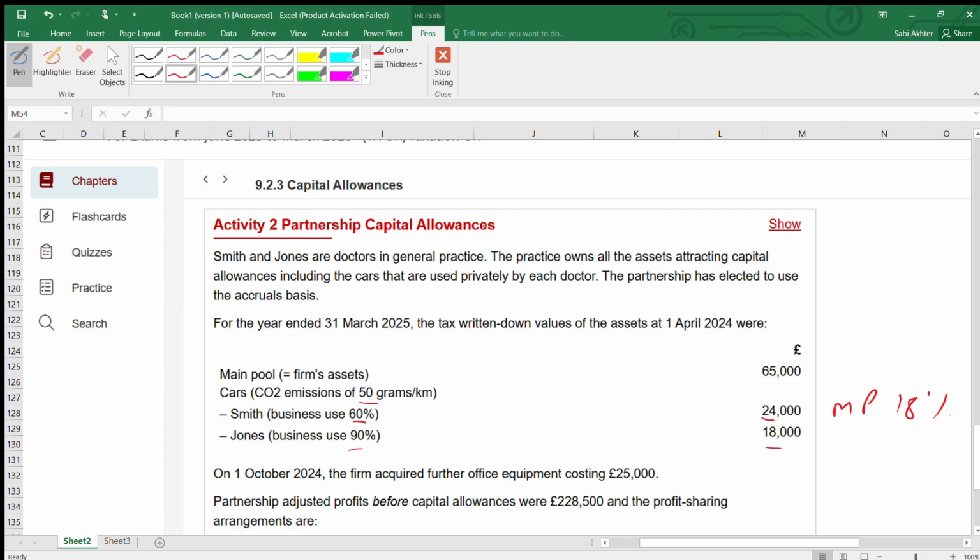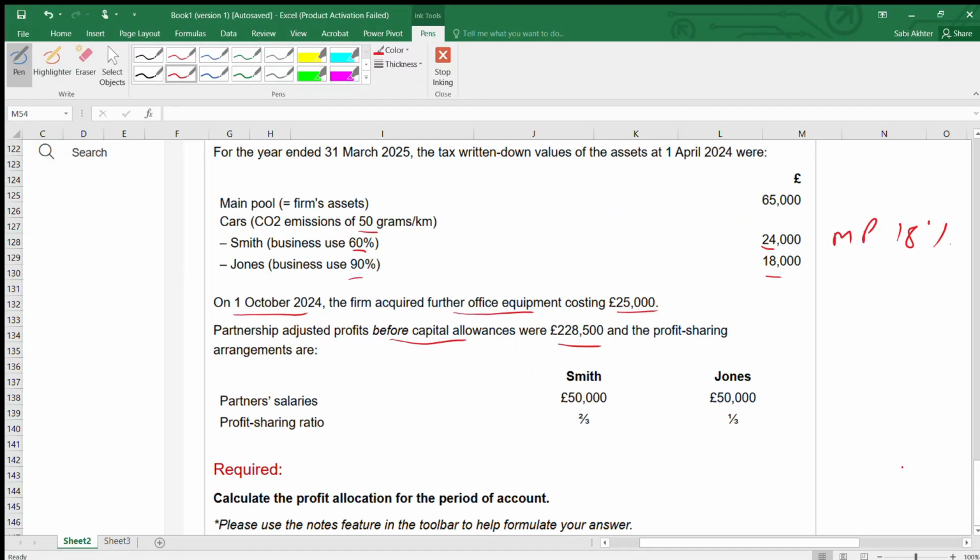Now, on 1st October 2024, they acquired office equipment costing 25. Before capital allowances, this is their profit, and they have given the profit sharing ratio as 2/3, 1/3, and their salary has been given as 50 and 50. Calculate the profit allocation for the period of account. So let us do that.